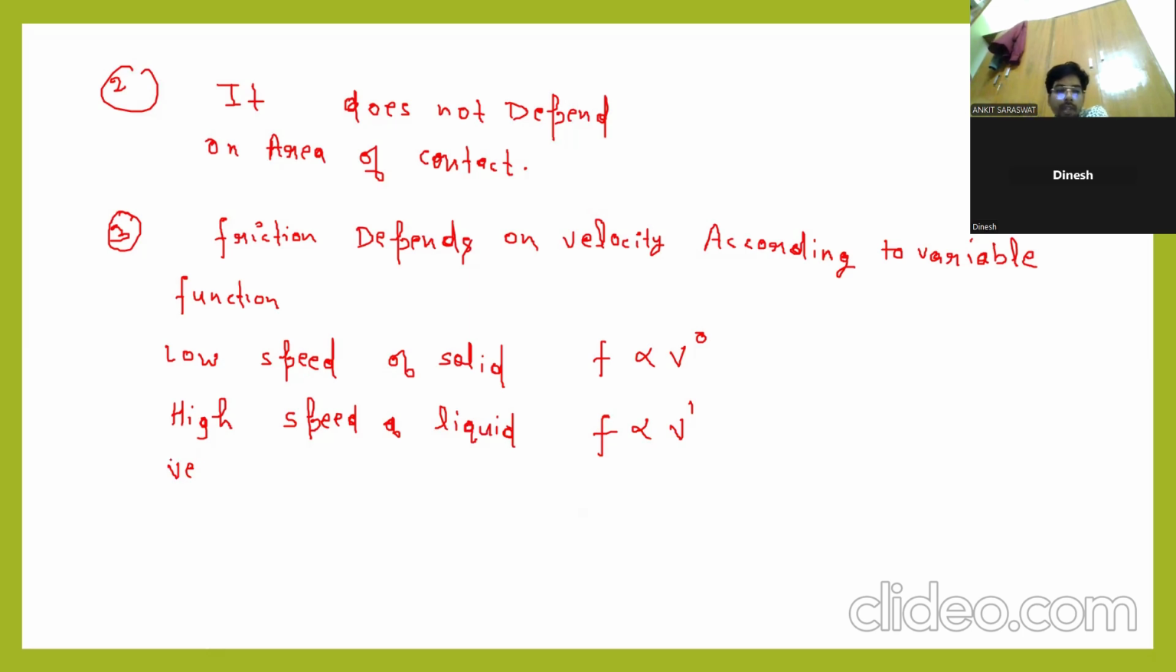Clear? For very high speed of gases, you can write: very high speed of gases. Friction depends on velocity, then how does it vary?